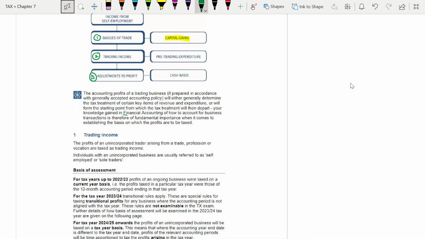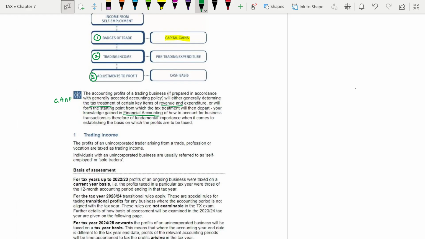Whatever we have learned in financial accounting, paper 3, is that the accounting profits of the business are prepared according to GAAP, generally accepted accounting principles, which generally determine the tax treatment on certain key items of revenue. See what we are doing. We are preparing the statement of profit and loss account, and there we are talking about the tax. Think about how we are going to determine the tax, how we are going to reflect the tax paid during the year.